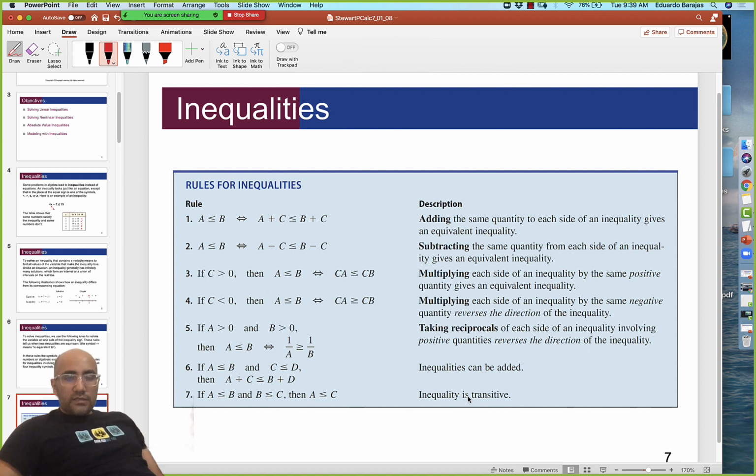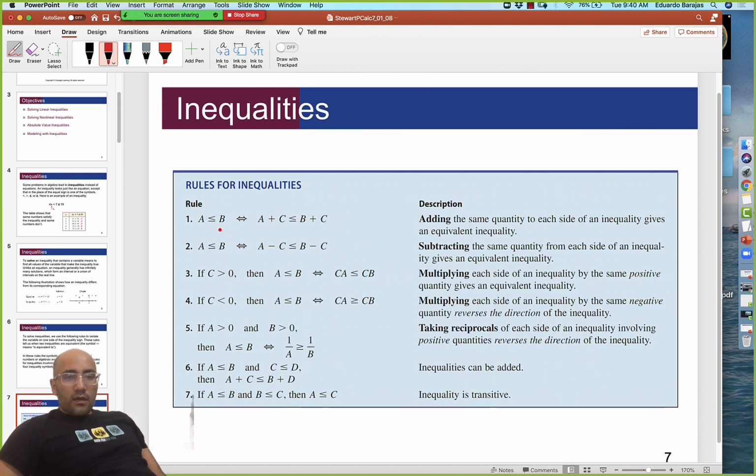So let's look at these. Here are the properties we have to be careful of. If we have this inequality, a is less than or equal to b, this is equivalent to this. That's what this double arrow is saying. So this first rule is saying that we can always add a value to both sides of the inequality and maintain the same direction of the inequality.